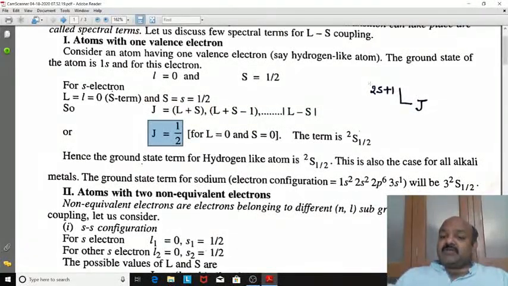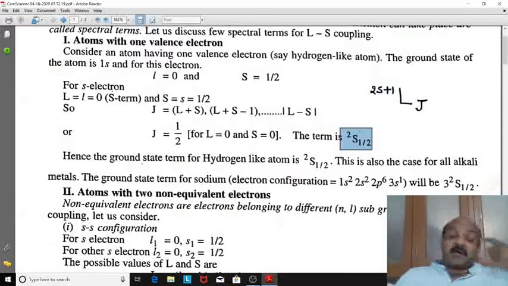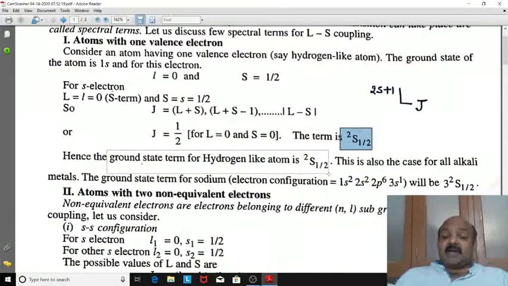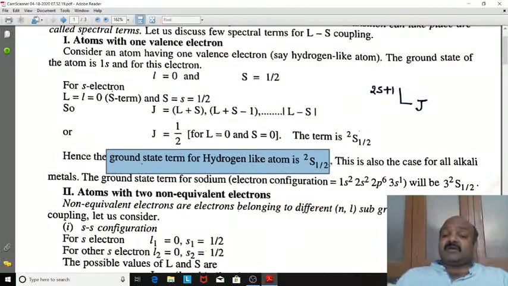And using this notation, we write J here. J comes out to be half. We substitute this value here, and our term notation comes 2S half for hydrogen or hydrogen-like atom in the ground state. When they are in the ground state, the term is written like this. When we come to all the alkali metals, the term will be similar.